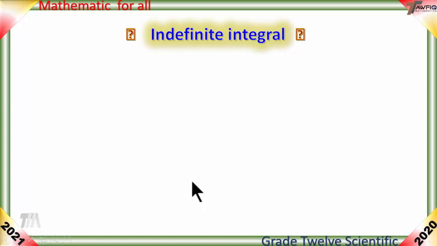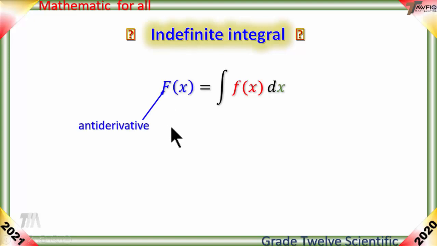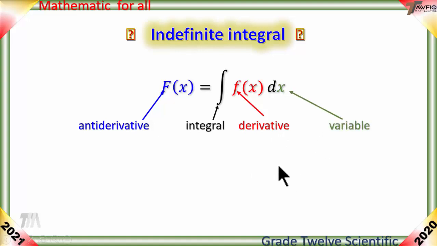Indefinite integration. Capital F of x equals the integral of f of x dx, where capital F is the antiderivative or the original function, and this symbol is the symbol of integral, and small f of x is the derivative, and this x is the variable of integration.